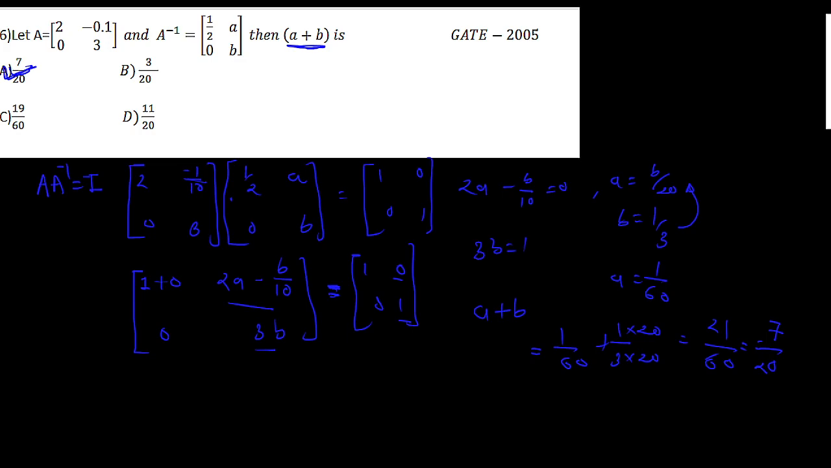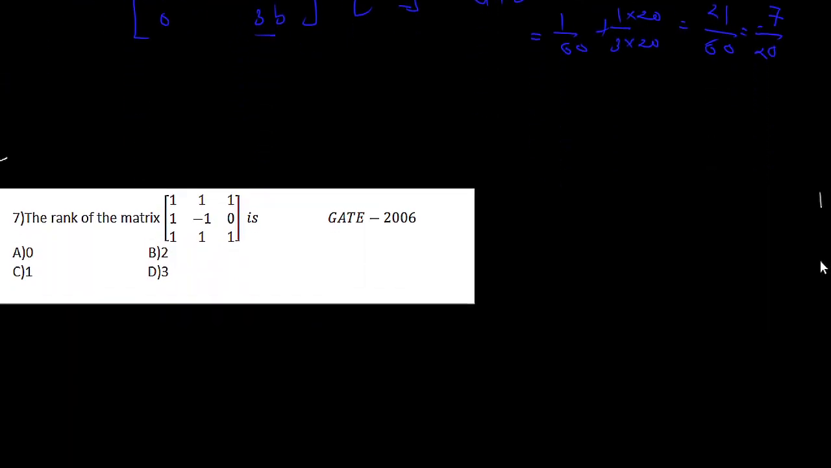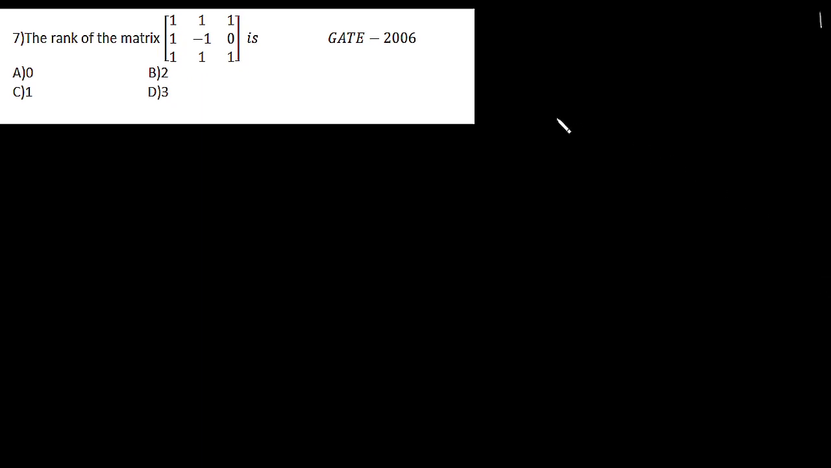Okay, let's move to problem 7. Problem 7 says the rank of the matrix. They are asking about the rank. So we have to reduce this matrix into echelon form: 1 1 1, 1 minus 1 0, 1 1 1. Okay, so let's do some row operations. R2 minus R1 becomes our new R2, and R3 minus R1 becomes our new R3.